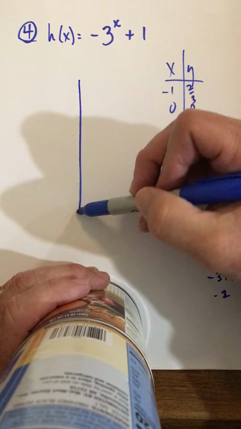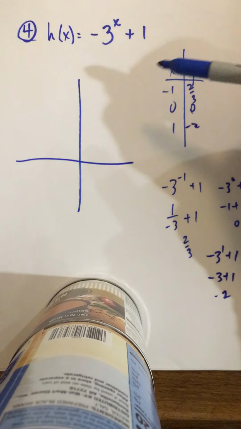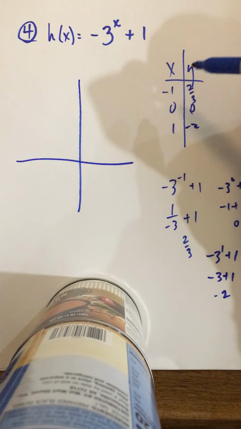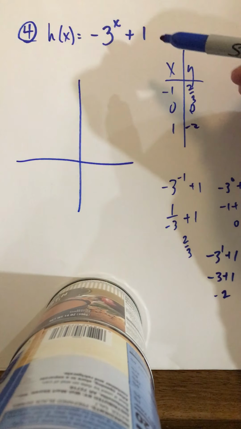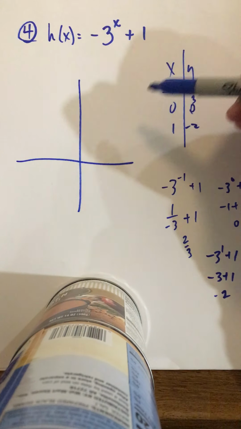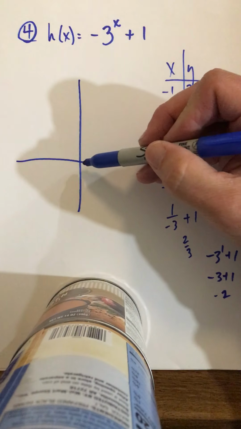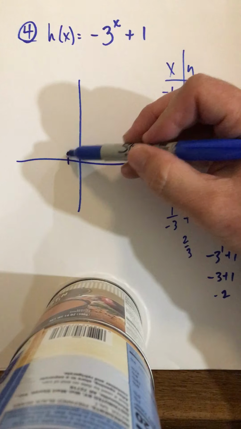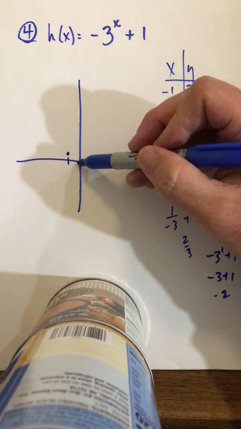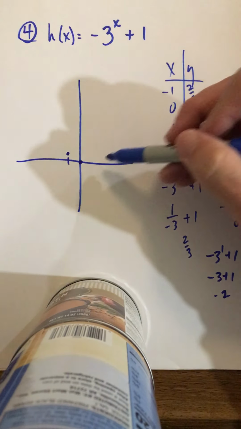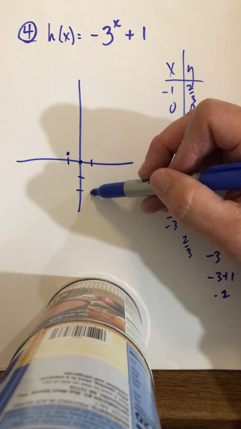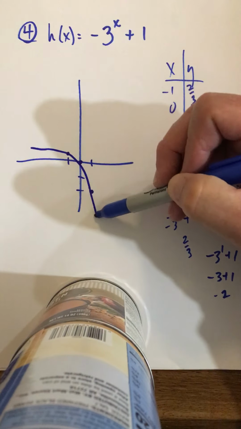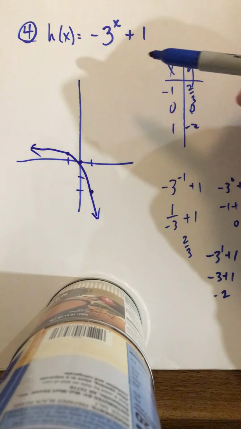So if you plot these points, and then we'll figure out if we can see what actually happened here. If you plug these points in, you got -1, 2/3. You got 0, 0, and you got 1, -2. Looks like this. And if you think about this, the picture is going to end up looking something like this.